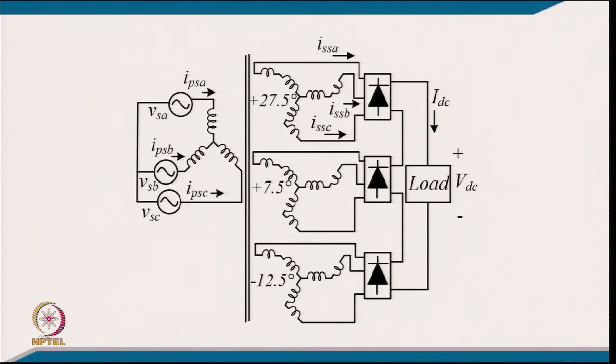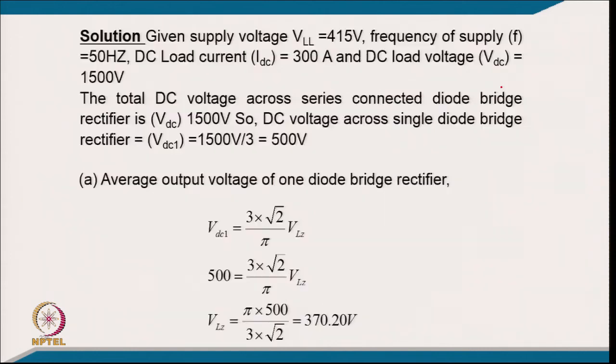And this is typically the connection, because of the zigzag you are getting 18 pulse. They must have a relative angle of 20 degree, and from here to here you are getting typically 7.5, then 20 degree leading and 20 degree lagging from this, and all 3 bridges you are connecting in series. So, that is one way of getting this.